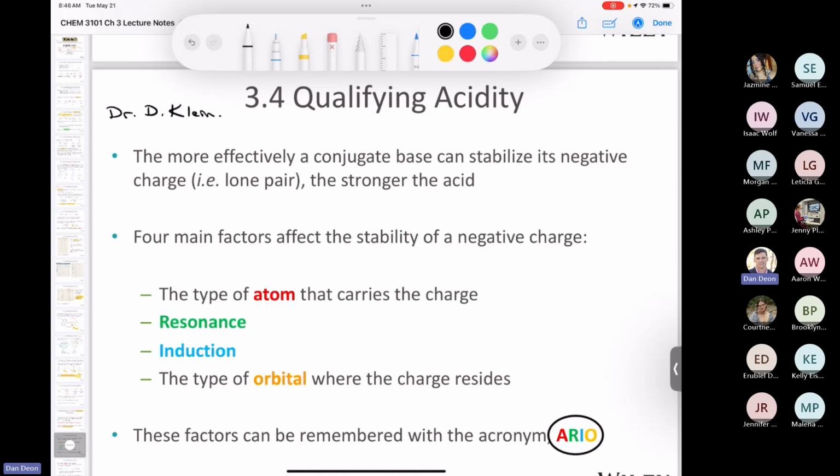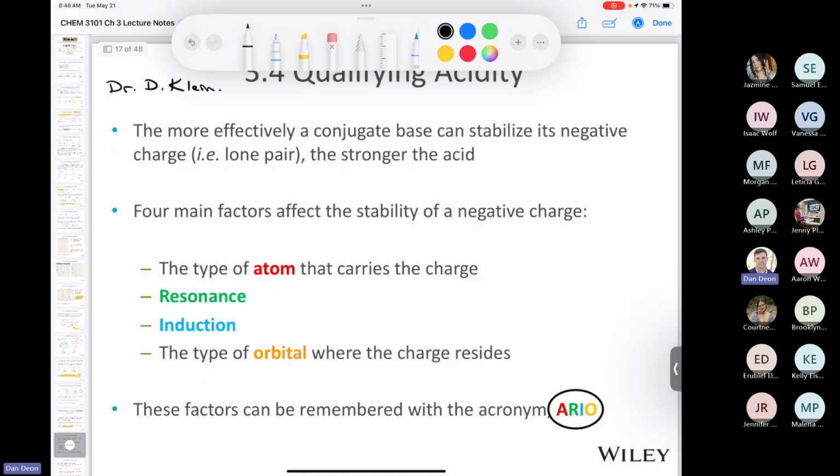But here we go. So what he says is, the more effectively a conjugate base can stabilize negative charge, the stronger the acid. And here are the four main factors that affect the stability of negative charge. The first one is, what's the type of atom that carries the negative charge? The next thing we look for is resonance structures. The next thing we look for is induction. So that's if we have an electron withdrawing group. And the last thing we look at is the orbital, sp2, sp3, sp, etc.